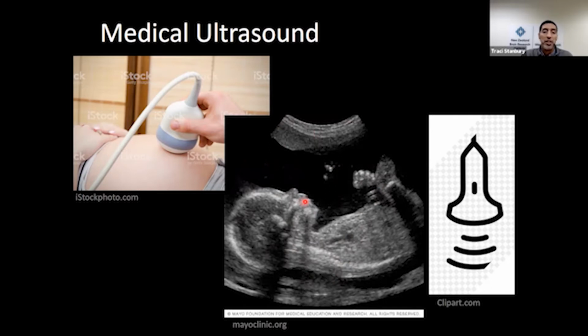So basically, there is no x-ray here. It's really safe. They use it for pregnant ladies. They use it for a lot of other examinations, like young kids and things. So it's really good and it's handy. It's available in most hospitals nowadays.